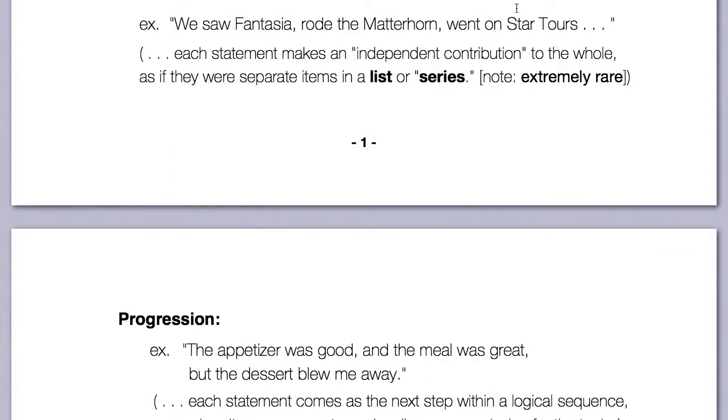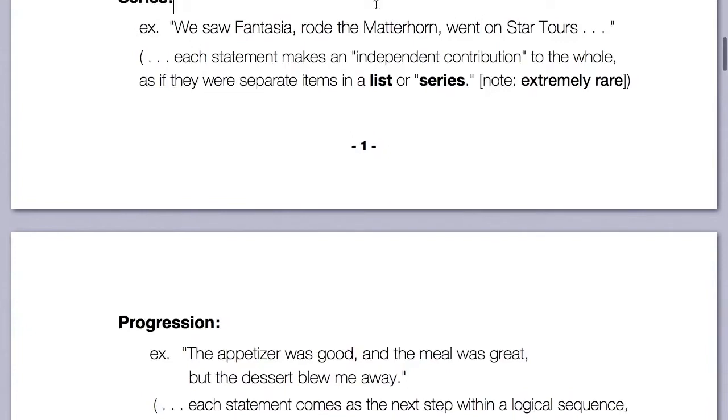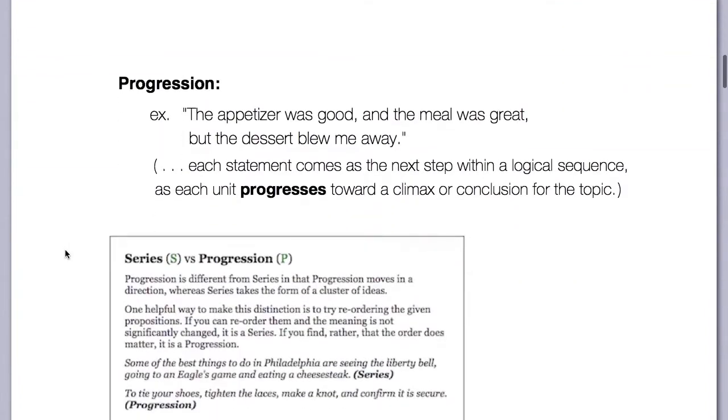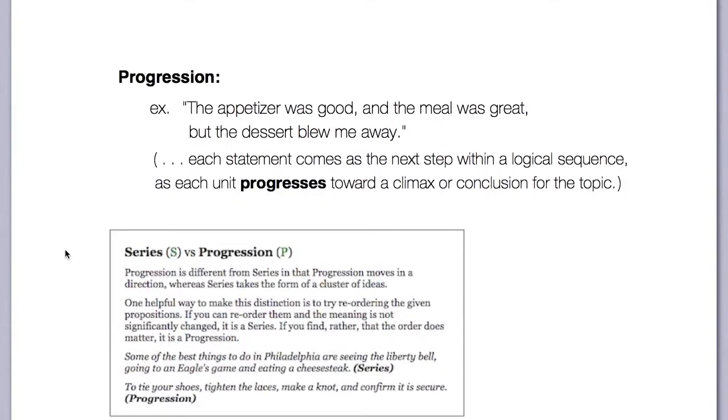If the children were to tell their grandparents, "It was a great vacation. We went on Star Tours, we rode the Matterhorn, we saw Fantasia," if that doesn't fundamentally alter that whole list or series, you're probably dealing with a logical series and you're not dealing with a logical progression. But the scriptures, as they're written, are always taking you somewhere. They're always moving toward a conclusion. These are logical relationships between separate propositions, and they're all tied together because we're going somewhere.